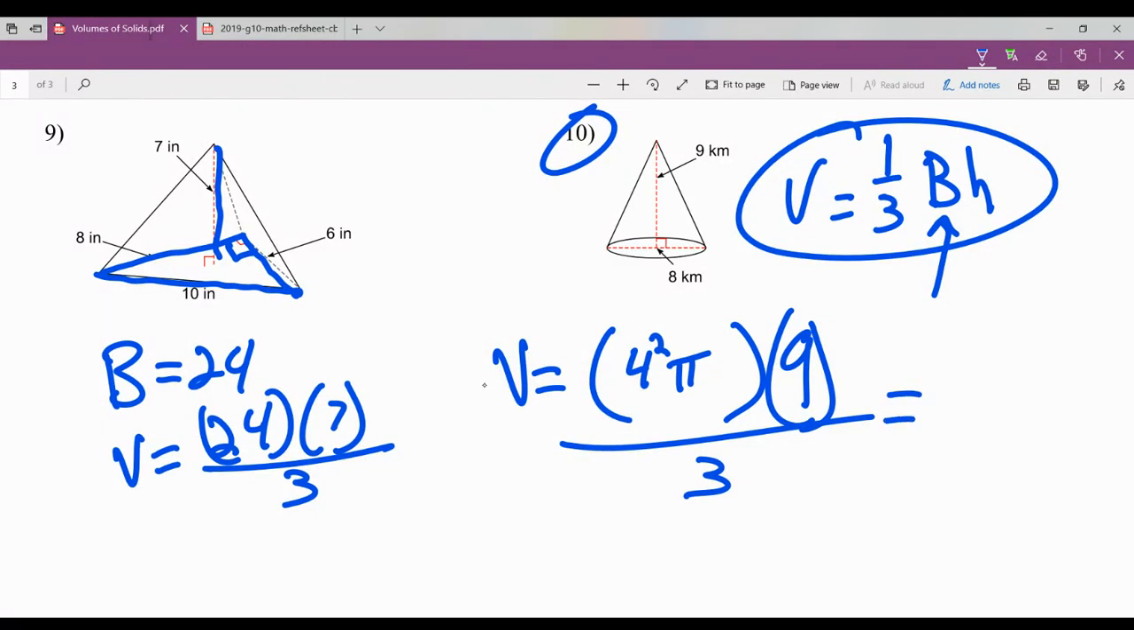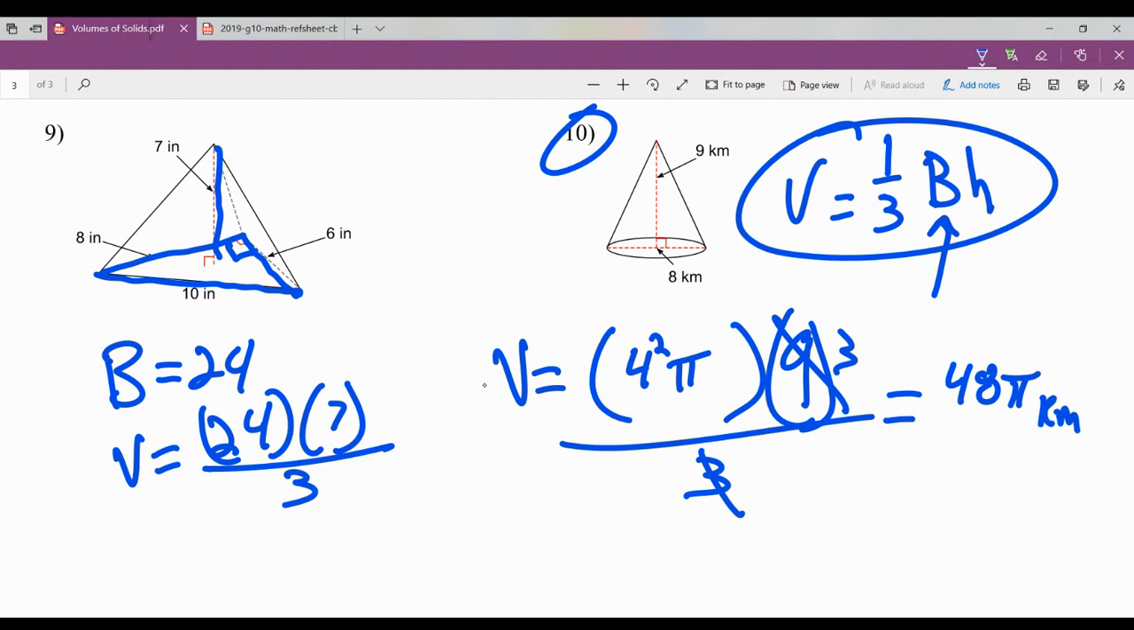There's a little bit of calculation to be done here. If they tell you they want a decimal value answer, instead of leaving it in terms of pi, you would insert 3.14, do the calculations, and round off. If they wanted it to be left in terms of pi, then I would say, I can do this. 9 over 3 is 3. 4 squared is 16. Times 3 is 48. I would say this is 48 pi.